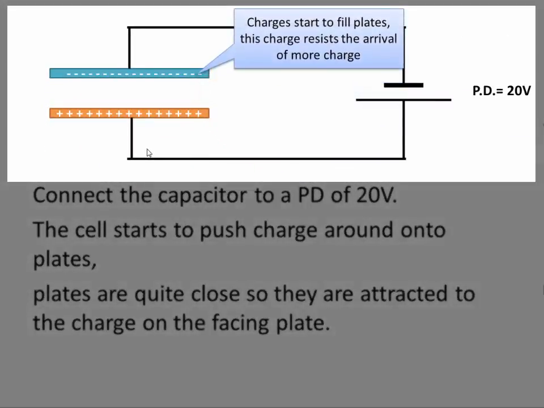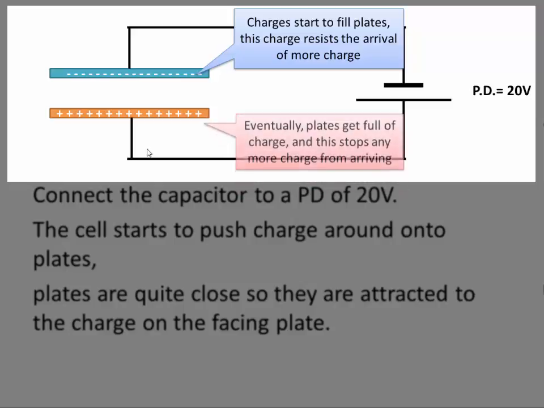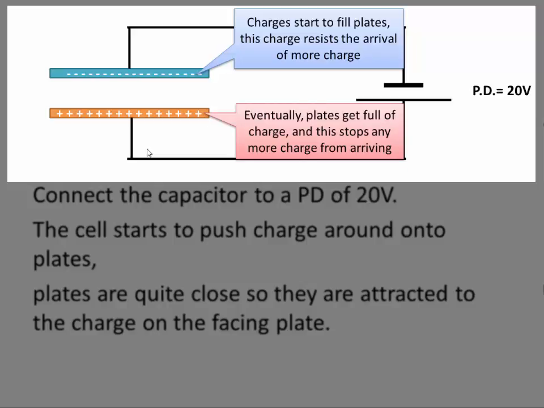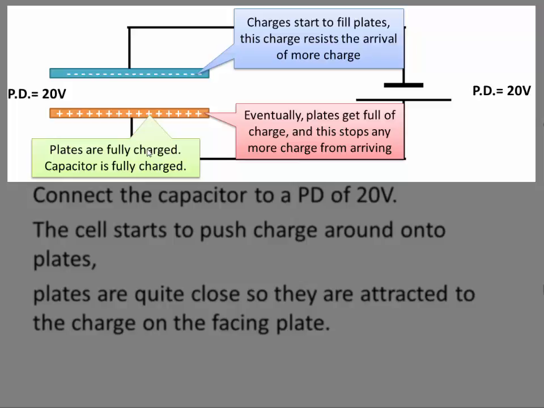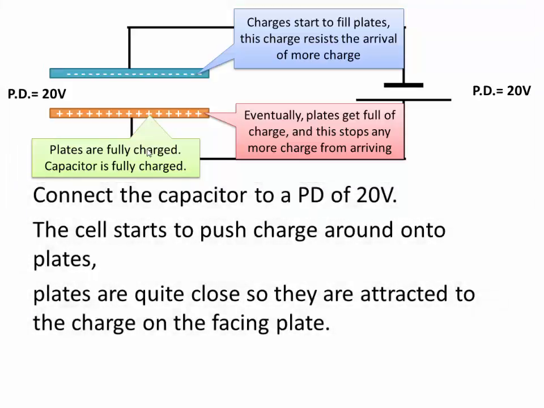Eventually, after the charge starts to fill the plates, this charge will resist the arrival of more charge, so it becomes harder and harder to charge the plates. Eventually the plates get so full of charge that they basically repel all further charge and stop any further charge from arriving. At that point, the potential difference across the plates will be equal to the potential difference across the battery. So it's fully charged, or you could say the capacitor is fully charged. So this is basically what a capacitor is. It's a bucket which is able to store charge, which depends on the voltage and the capacitance. The capacitance depends on the area of overlap, the distance between the plates, and the dielectric property of the material between the plates.